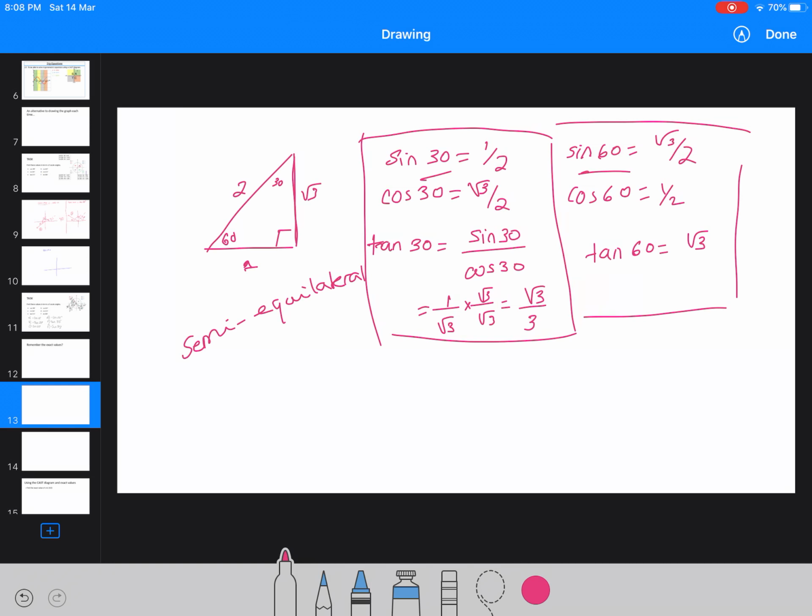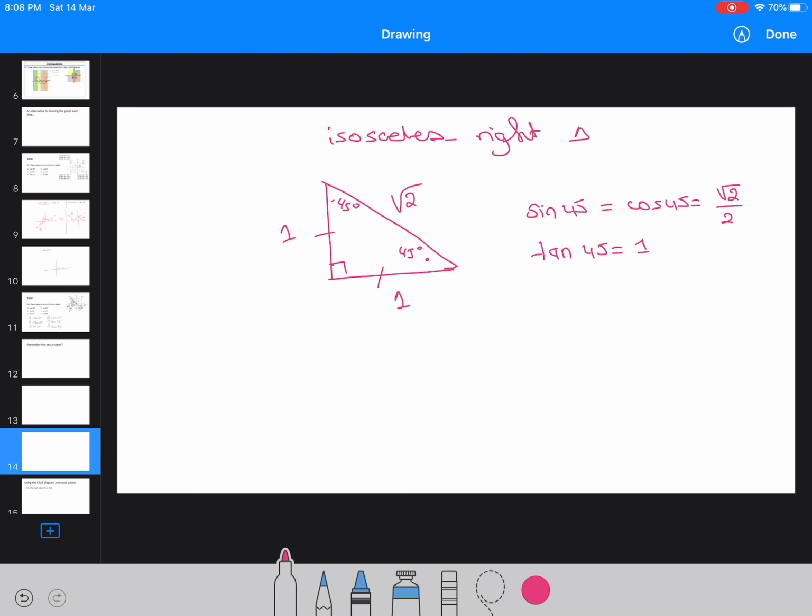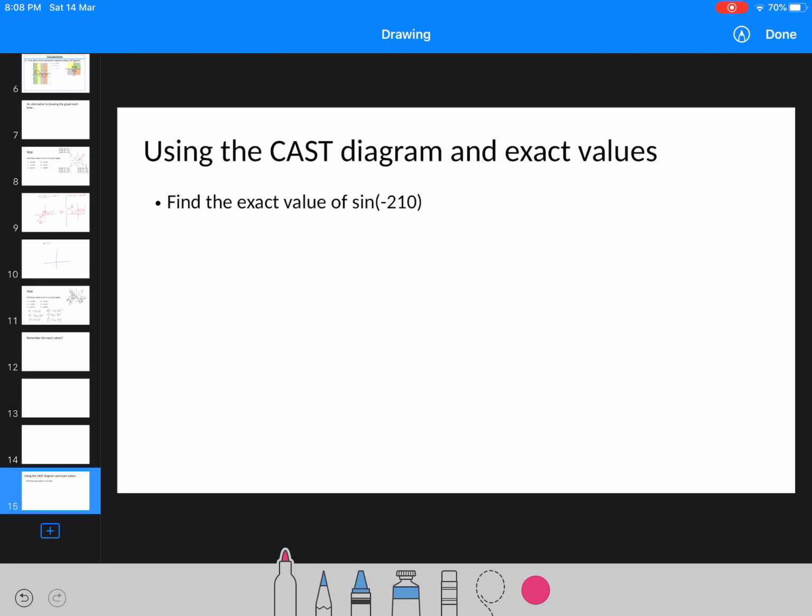So those ratios, the 30-60 ratios and the 45 ratios, we should know in case they ask us to find the exact value without using the calculator. One of those questions will be this one: find the exact value of sine minus 210.